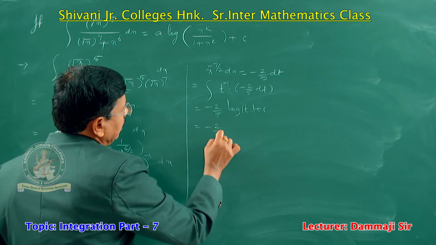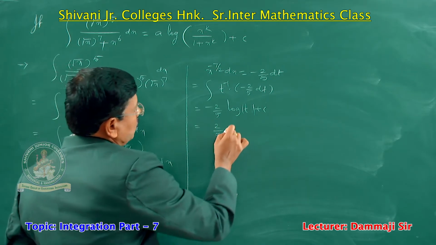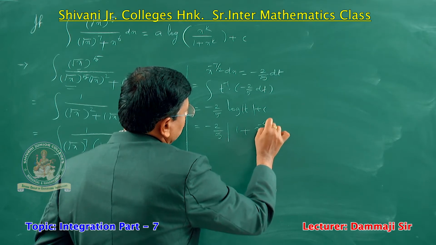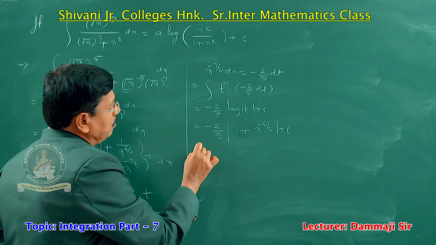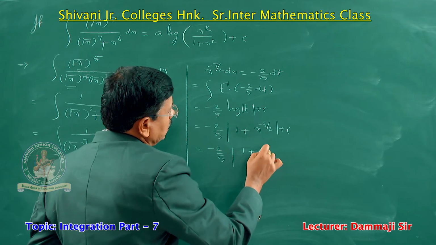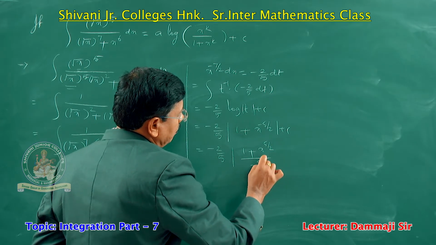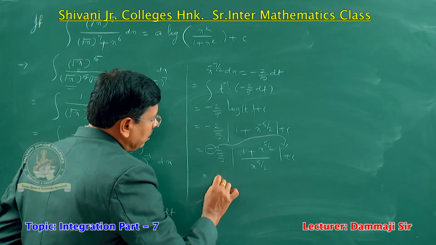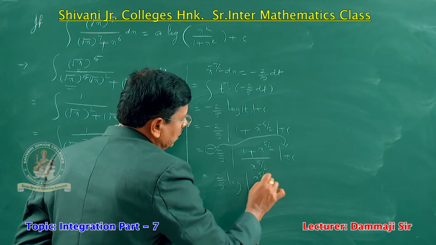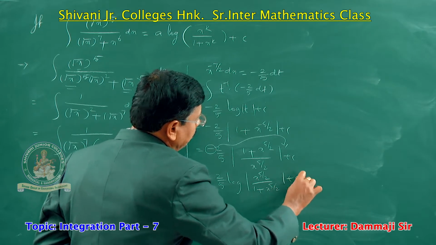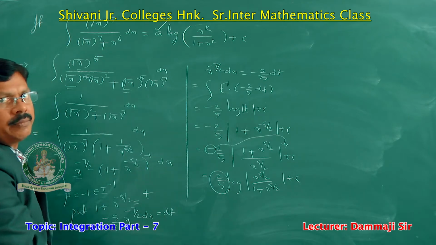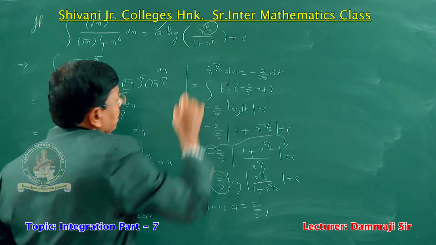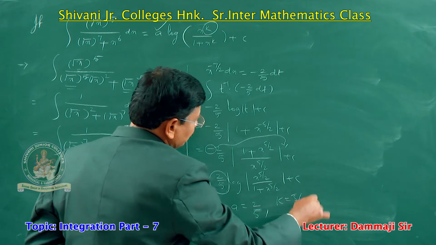What about t? Already you know t is 1 plus x power minus 5 by 2. So minus 2 by 5, or we can eliminate the negative sign. Next, again take the LCM: minus 2 by 5 log of (1 plus x power 5 by 2) by x power 5 by 2 plus c. We can eliminate the negative sign according to the power formula: 2 by 5 log of x power 5 by 2 by (1 plus x power 5 by 2). We compare: a is equal to 2 by 5, and k is equal to 5 by 2.